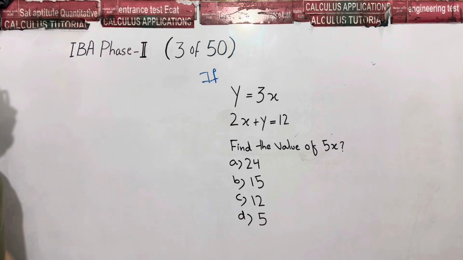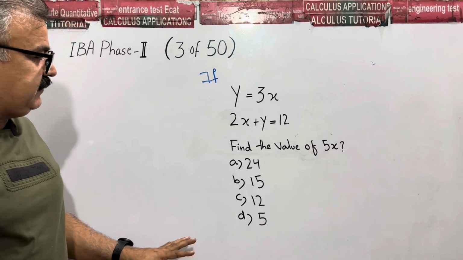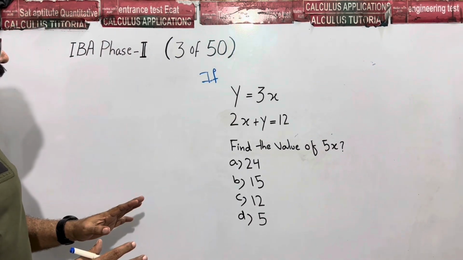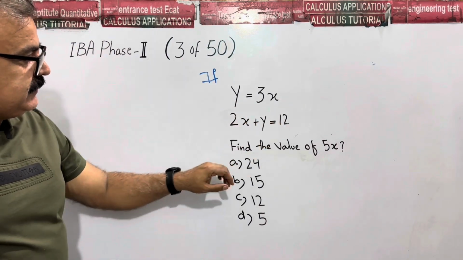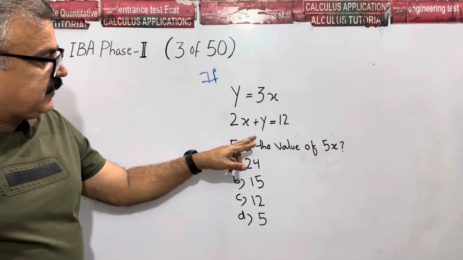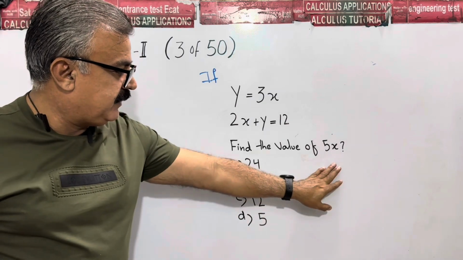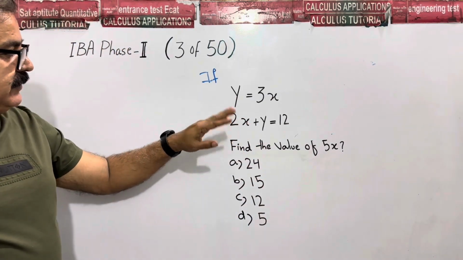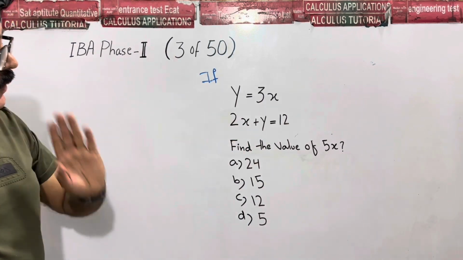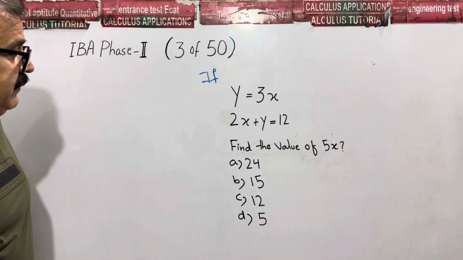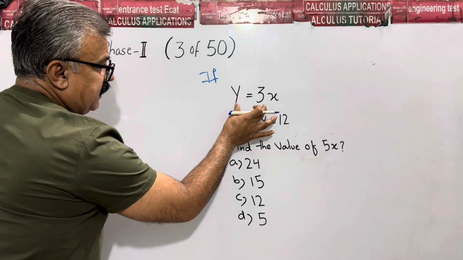Question number 3 of 50. We are given a system of linear equations. I don't want to confuse you in vocabulary. If y is equal to 3x and the second equation is 2x plus y is equal to 12, find the value of 5x. Just plug in this value.